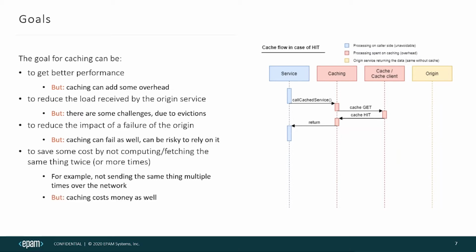Also, another motivation can be to save some cost, because if we are doing things twice or calling the same thing twice over the network, that's in general not a good idea, because everything costs money, especially if you are in the cloud. This can be valid because if we are using cache, then we are not doing all these, but caching costs money as well, especially if you are in the cloud. So you need to make note of this.